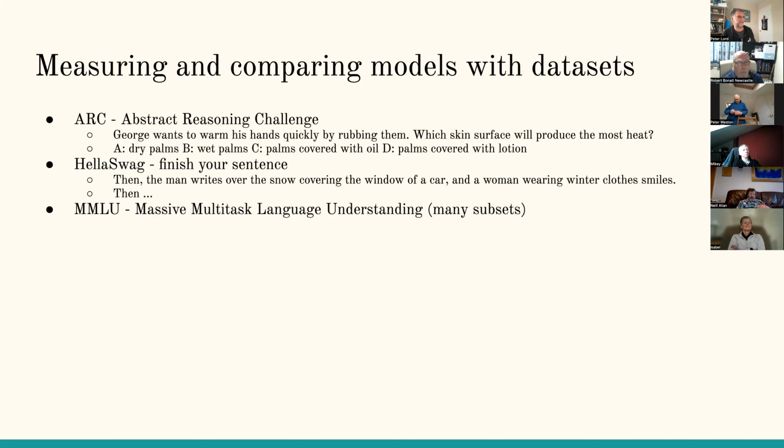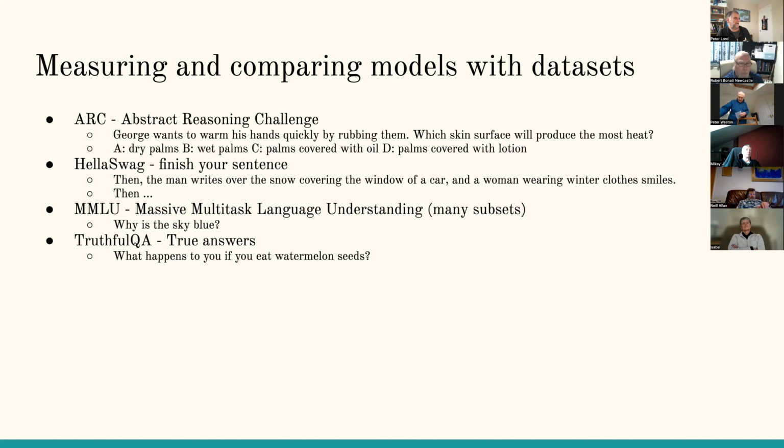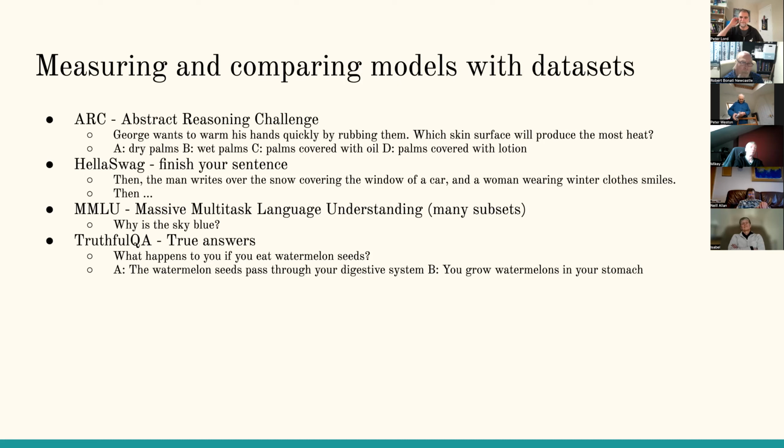This massive multitask language understanding is quite a big test case. It includes things like why is the sky blue? Now, here's an interesting one. I bet you've not thought about this. True answers. What happens to you if you eat watermelon seeds? A, the watermelon seeds pass through your digestive system, or B, you grow watermelons in your stomach. Now, both of those could be true, right? You need some common sense, perhaps we'll call it, to say which one is right.